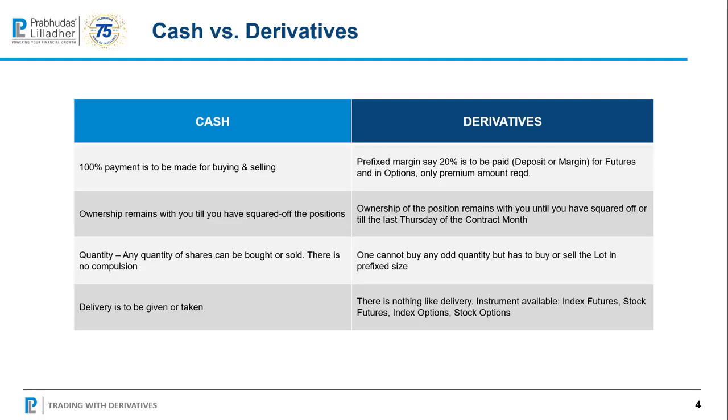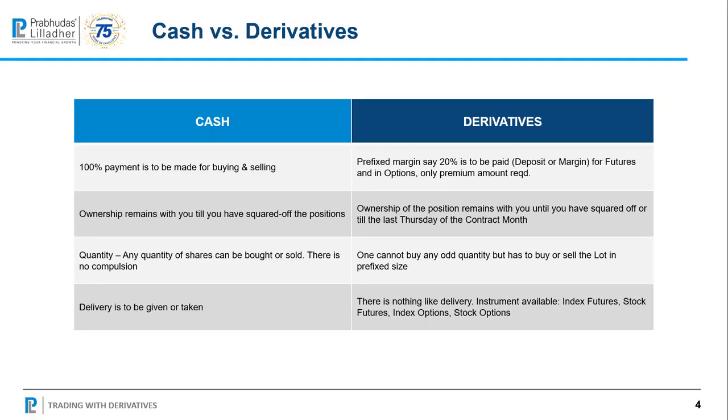And in cash, you have to take delivery, but in derivatives there's nothing like delivery. We either participate in index futures, index options, or stock options. In cash, the main benefit is that you have the ownership of that investment with you until you square off the position. But in derivatives, it's not like that. We have contracts that expire on the last Thursday of the month. You either have to square off before that, or it will automatically get squared off.